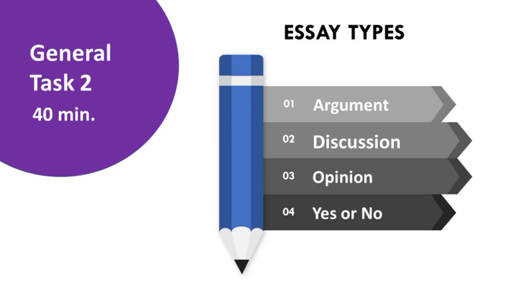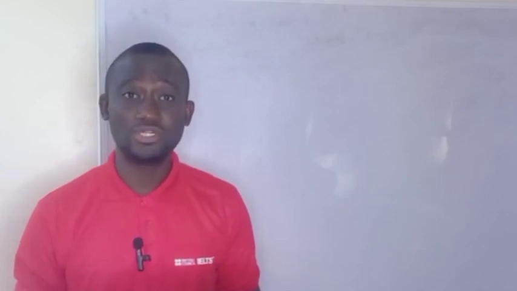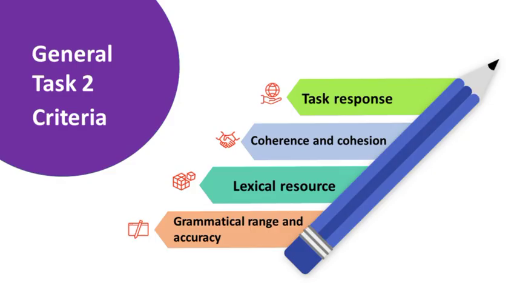Now, we should talk about the task criteria for this task 2. It's the same as the criteria for task 2 in the academic training module, beginning from task response, coherence and cohesion, lexical resource, and grammatical range and accuracy. These are important parameters upon which your essay writing will be assessed.